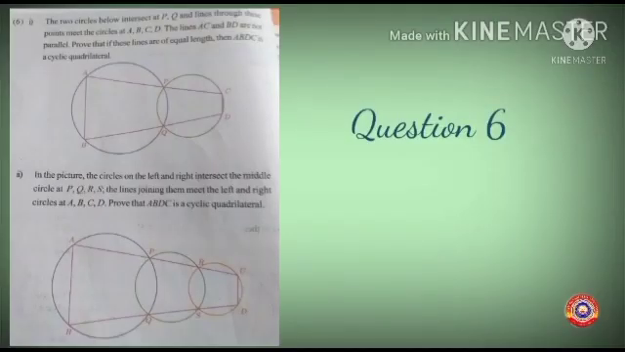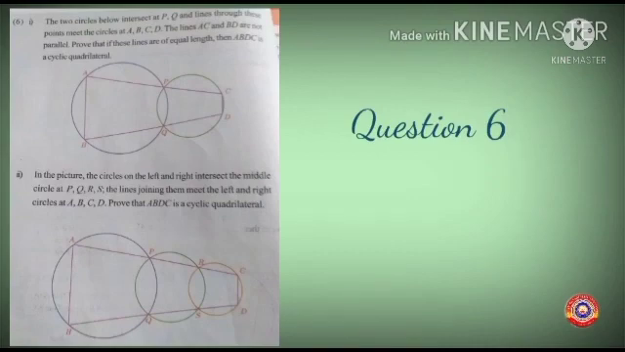Next, question number 6. Two circles below intersect at P and Q. The lines through these points meet the circles at A, B, C, D. The lines AC and BD are not parallel. Prove that if these lines are of equal length, then ABDC is a cyclic quadrilateral. Sub-question number 2. In the picture, the circles on the left and right intersect the middle circle at PQRS. The lines joining them meet the left and right circles at ABCD. Prove that ABDC is a cyclic quadrilateral.